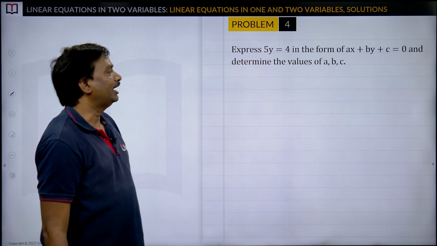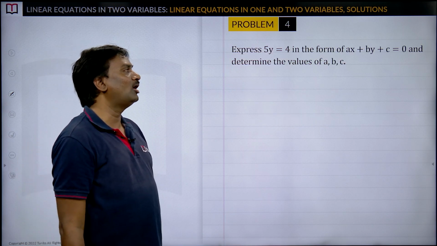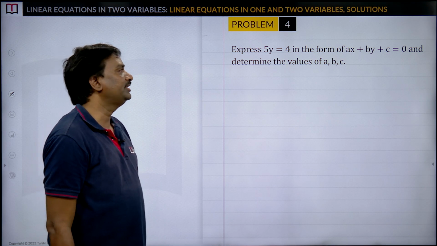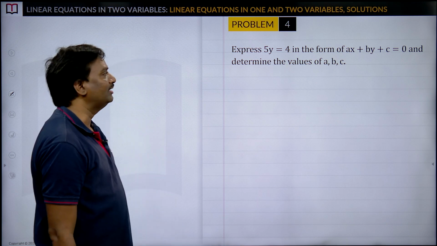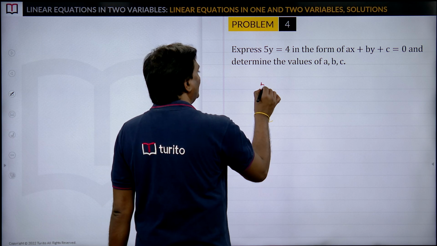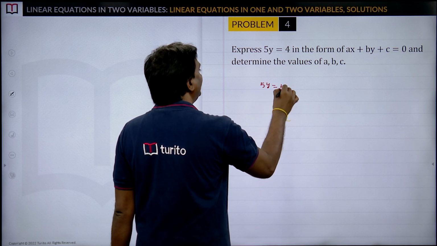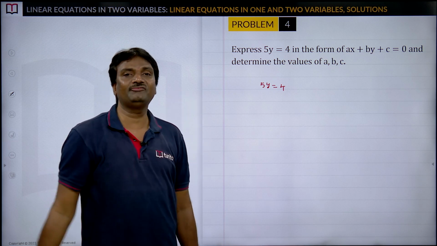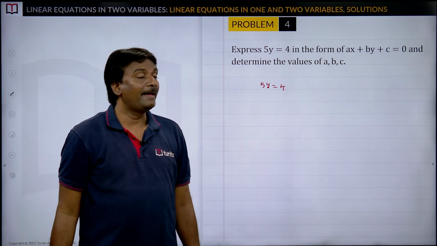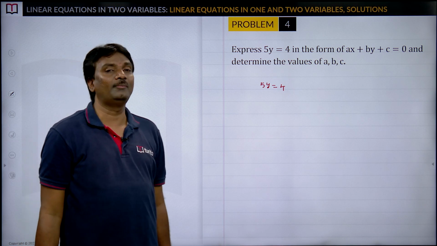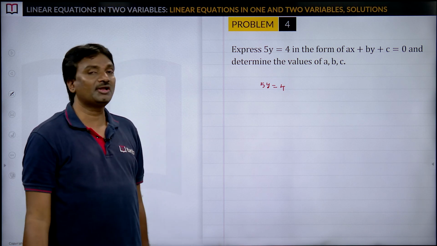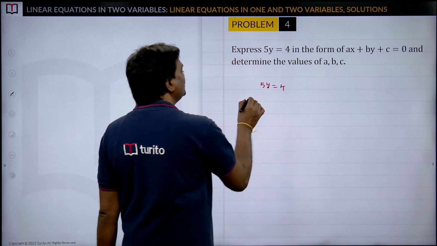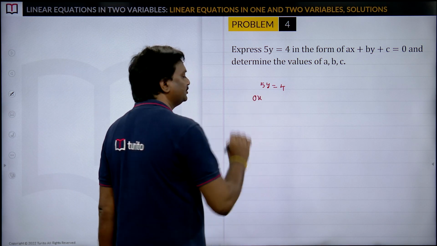Next, write x plus 5y equal to 4 in the form of Ax plus By plus C equal to 0 and determine the values of A, B, C. So, we have 5y equal to 4. The actual x term is not there. So, actually this is a linear equation in one variable only, but we have to express that in the form of Ax plus By plus C equal to 0. Since the x term is not there, we can write it as 0x.